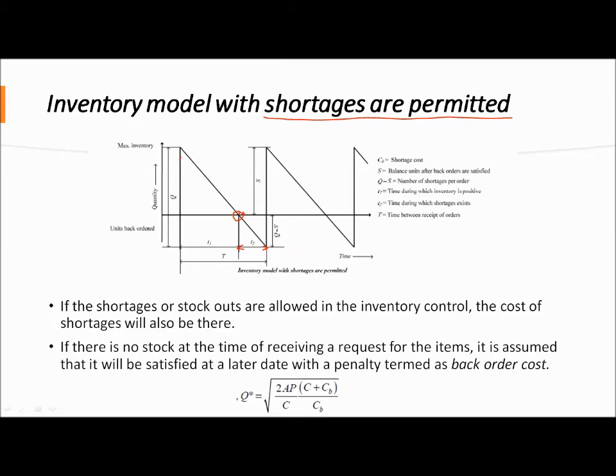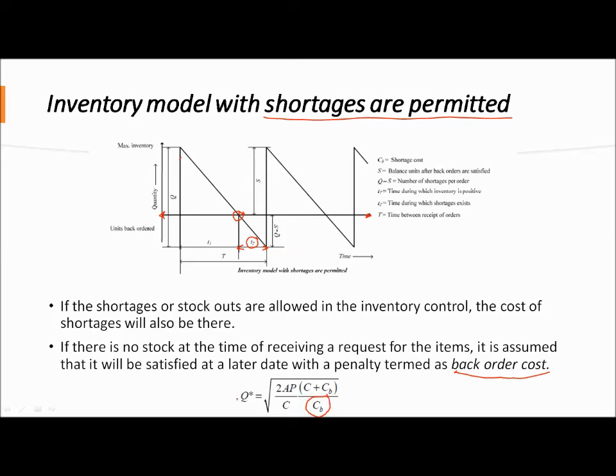So this was the time which was supposed to be the completion time, but it did not complete during that time. It took an extra bit of time, t2. Why? Because the stock went to 0. So if shortages or stockouts are allowed in the inventory, the cost of shortages will also be there. So in order to satisfy this particular time, there will be an additional cost involved in this model. That particular cost is called the back order cost. It is represented by CB.